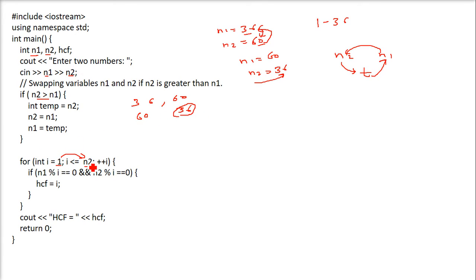So from 1 to N2, every number from 1 to 36, say 1, 2, 3, all the numbers we will use to divide N1 as well as N2 at the same time. So N1 modulo I is 0, and N2 modulo I is equal to 0. That is, this is true and this is also true. Both have to be true, that is the AND operator. If both are true, then we take this I as the HCF. This is the number which is dividing both of them, and that is what GCD and HCF means. We come outside the loop, print HCF and stop the program.